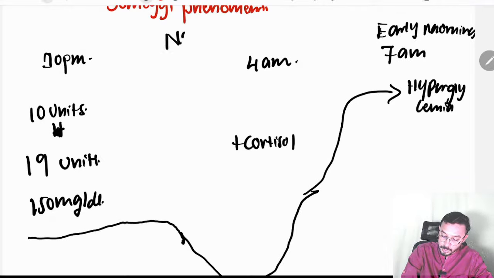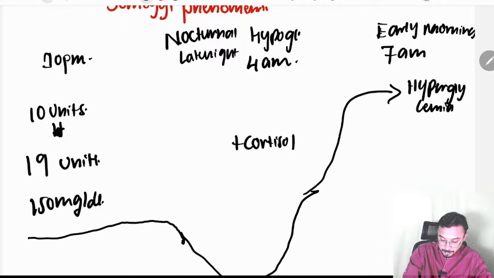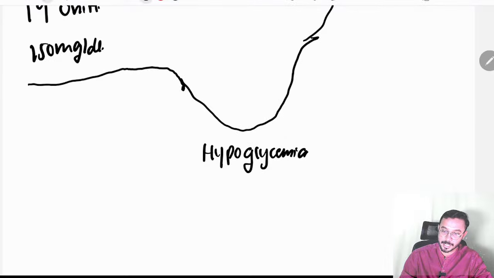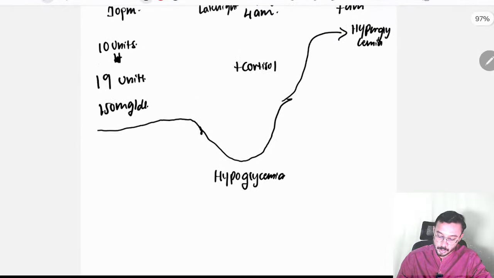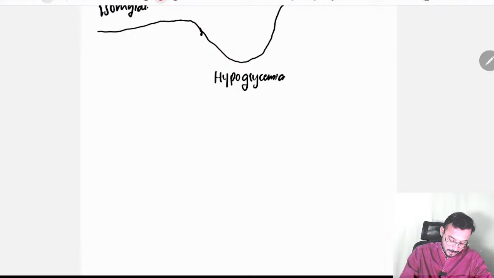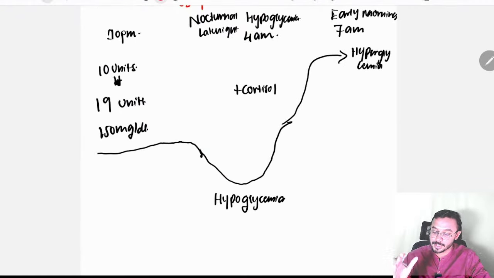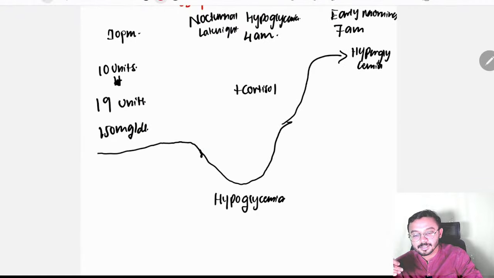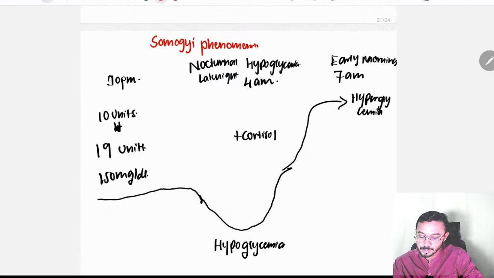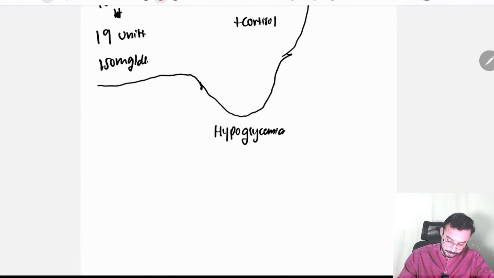And nocturnal, at night time or late night, hypoglycemia. So late at night you can find hypoglycemia. Okay, this is about the Somogyi phenomenon. I think you guys understood it. The major reason it is happening is that instead of 10 units she is giving 19 units. And why glucose is increasing in the morning is due to this cortisol.